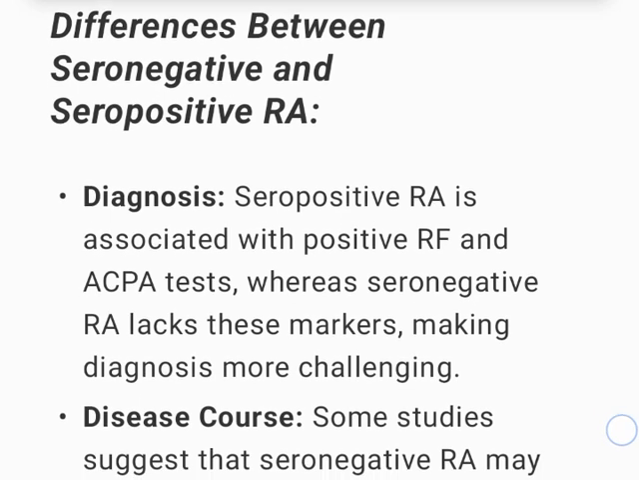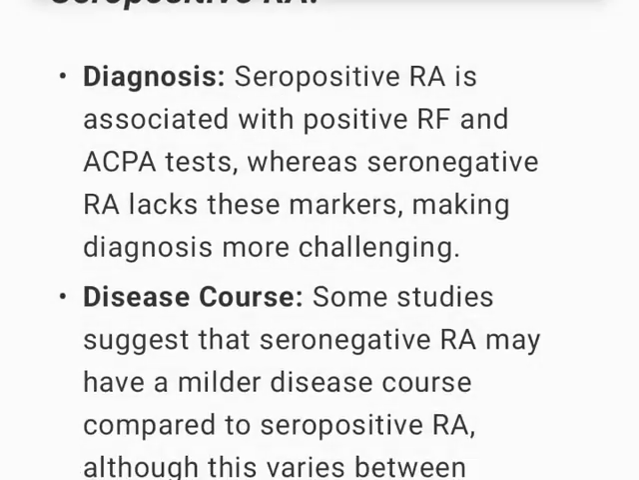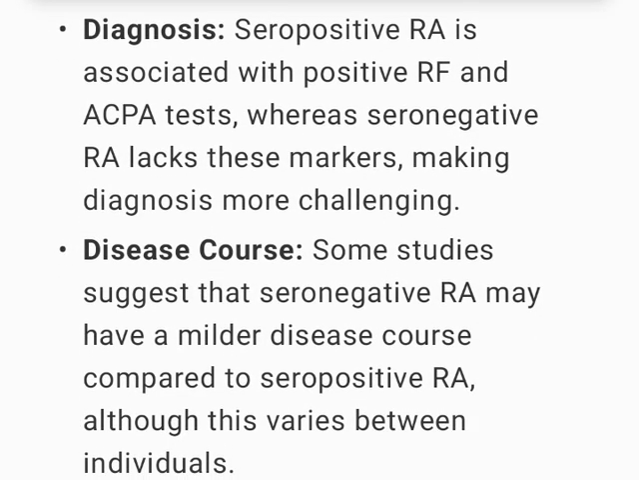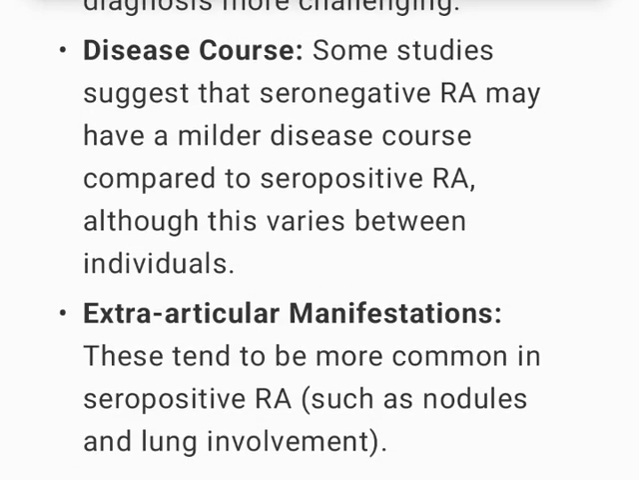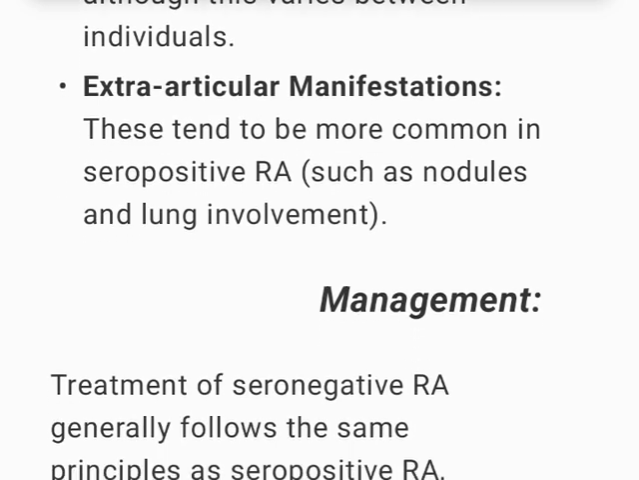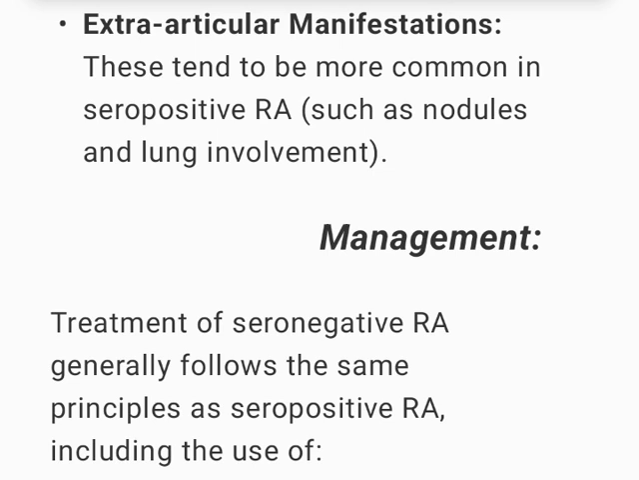Differences between seronegative and seropositive RA. Diagnosis. Seropositive RA is associated with positive RF and ACPA tests, whereas seronegative RA lacks these markers, making diagnosis more challenging. Disease course. Some studies suggest that seronegative RA may have a milder disease course compared to seropositive RA, although this varies between individuals. Extra-articular manifestations. These tend to be more common in seropositive RA, such as nodules and lung involvement.